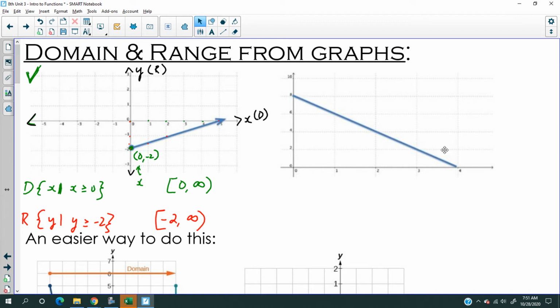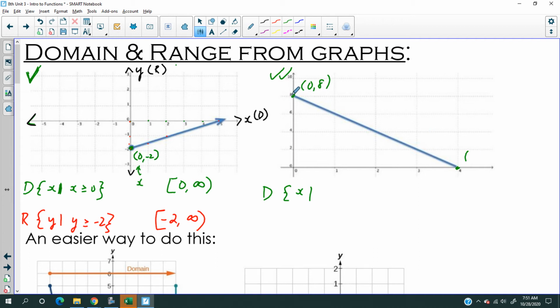Now, look again. This line, that is it. There are no arrows here. So what is the domain here? Let's try again. In other words, what are all the x values? We're just going to scan across. Because this point here is 0, 8, and it just keeps going 0, 1, 2, 3, 4, and then it stops.